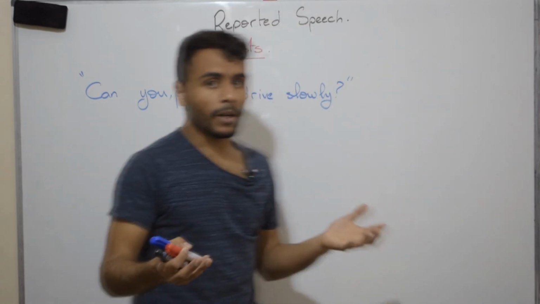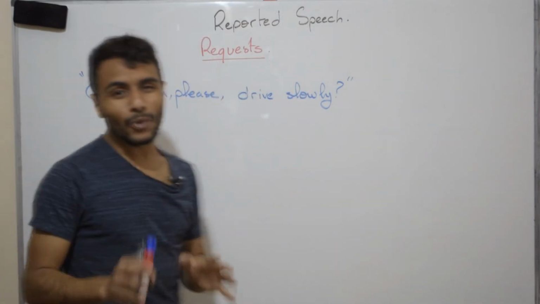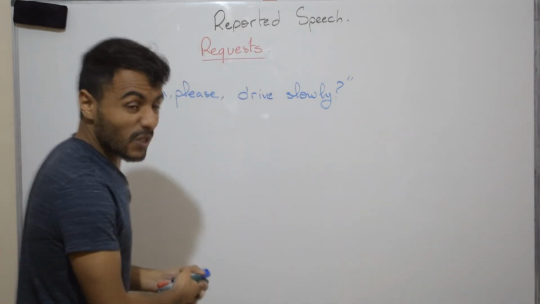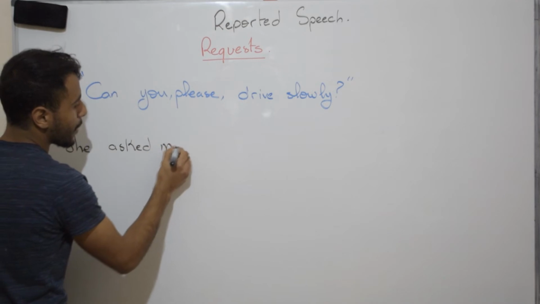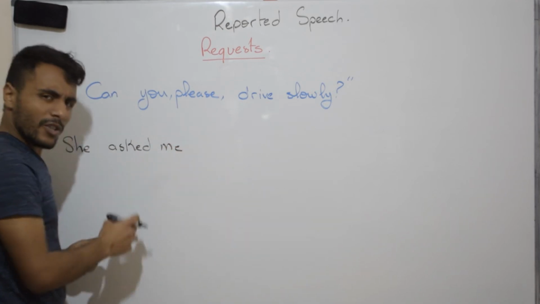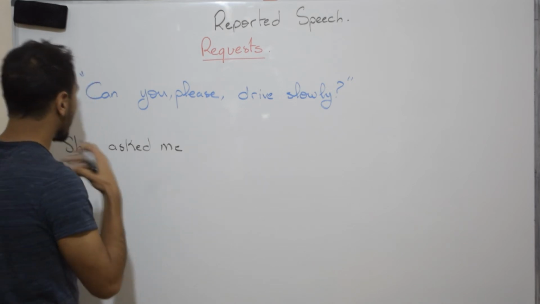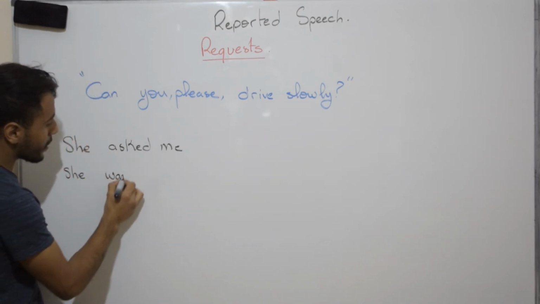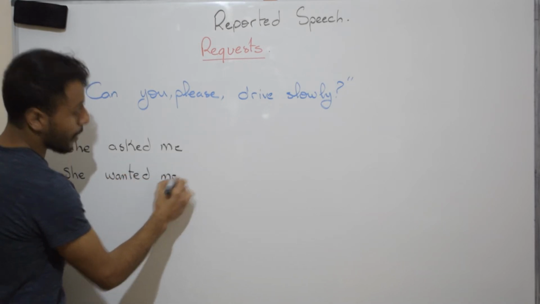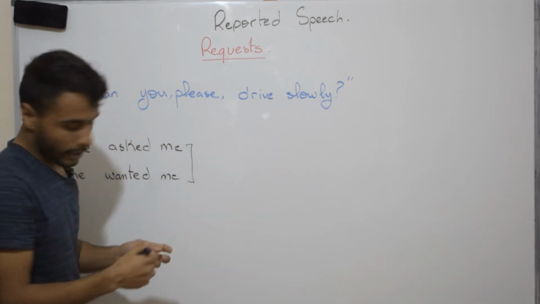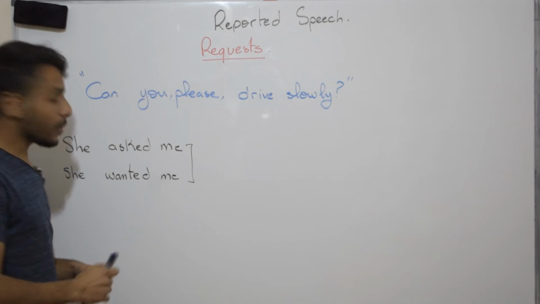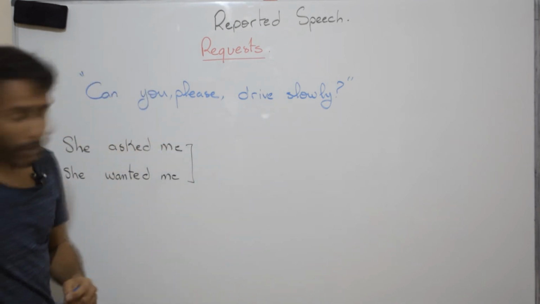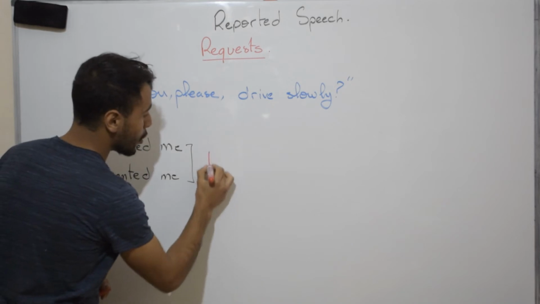Imagine I am a taxi driver and a passenger asked me, can you please drive slowly? And then I came to my mom or like anyone, a friend of mine, and I said, a passenger, or she, asked me. All right, so we use ask for questions and also for requests. We can say she asked me, or we can say she wanted me, but the difference comes after. Can you please drive slowly? She asked me to. So she asked me, or she wanted me to.